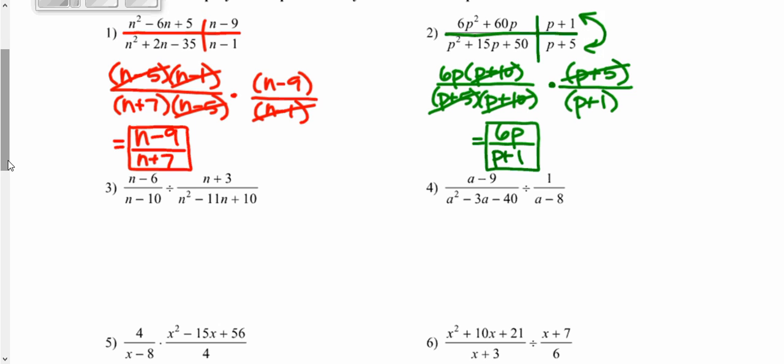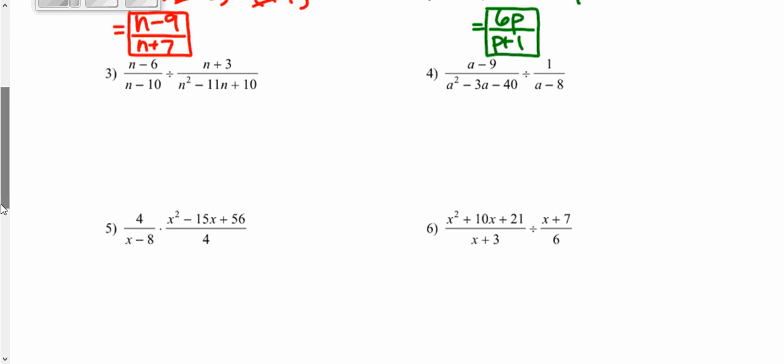So number 3 is also division, so I'm going to keep that in mind. Can't do anything with n-6, it's not a quadratic, there's no common factor. Same with n-10. I am going to change the division to multiplication, and I'm going to flip the second fraction so that n plus 3 comes in the denominator.